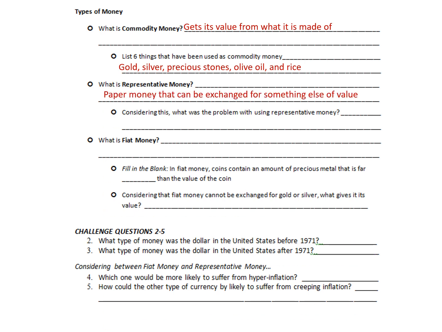Representative money is paper money, but you could exchange it for something of value. Before the 1970s, we had representative money. Theoretically, if you had a $10 bill, you could go to the bank and get $10 worth of gold or silver, because your money was backed up by something of actual value. Usually it's gold or silver.